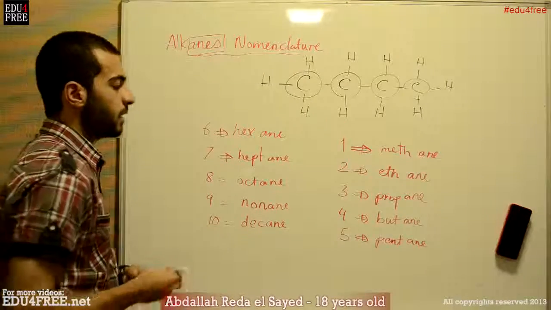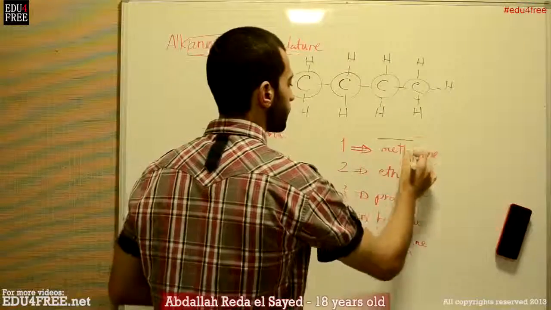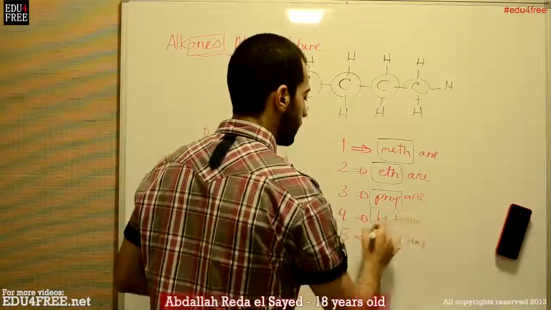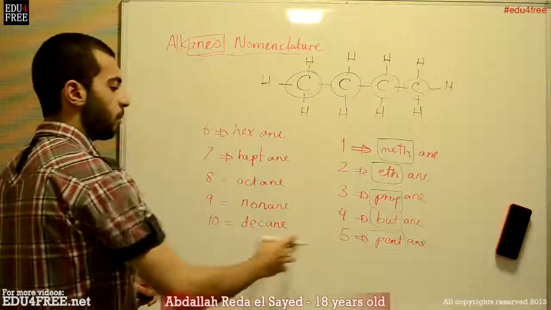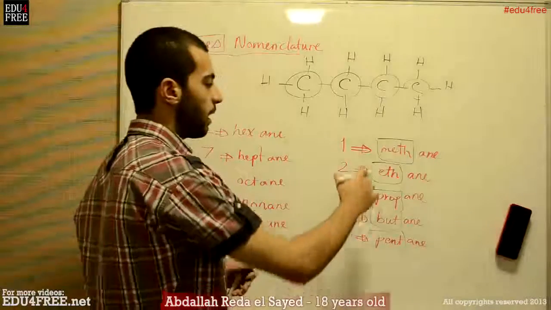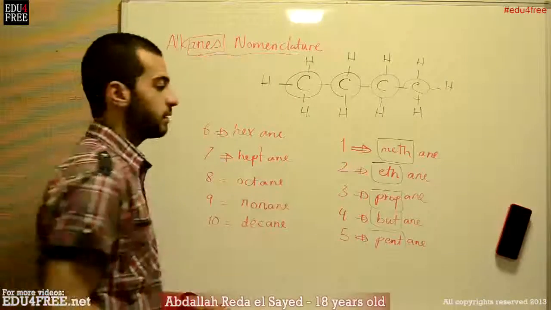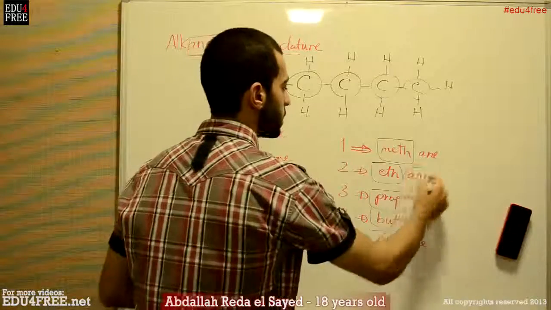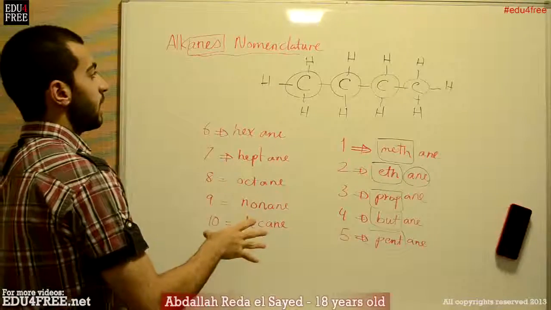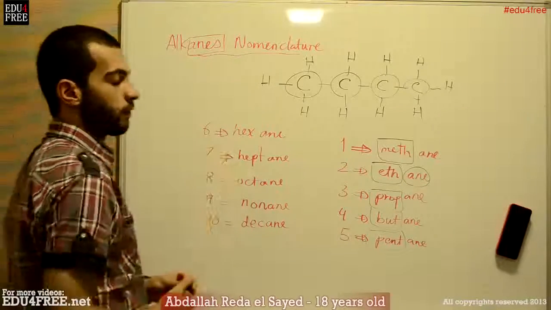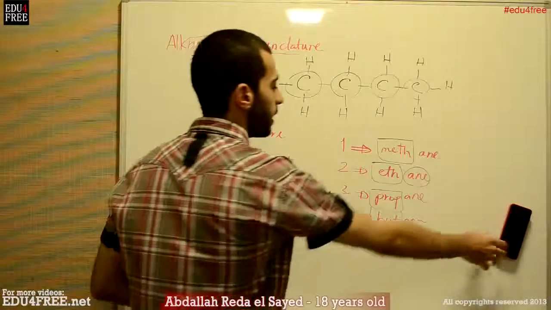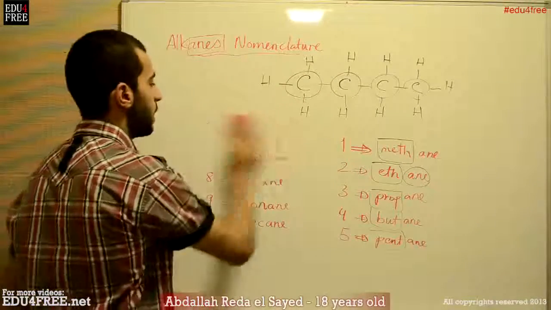So these are actually fixed for the numbers. So for example, for naming alkenes and alkynes, we put ethyne, ethene, and so on. So we just changed this suffix. So that's the basic rule for naming the alkanes. Then it gets a little bit more complex.